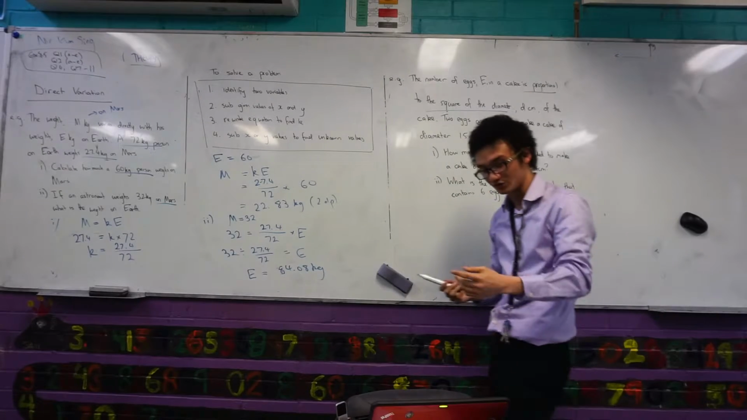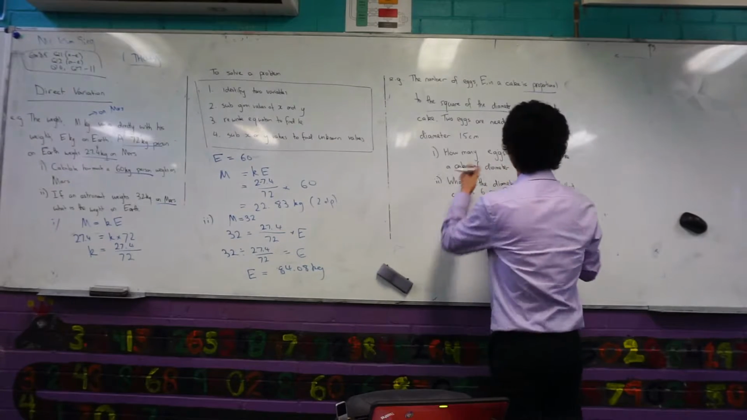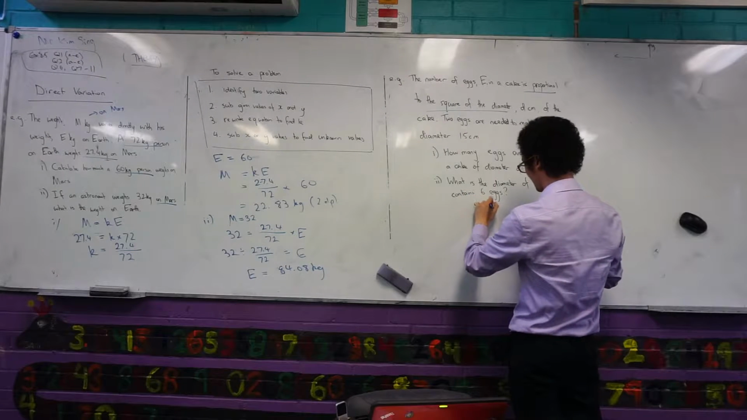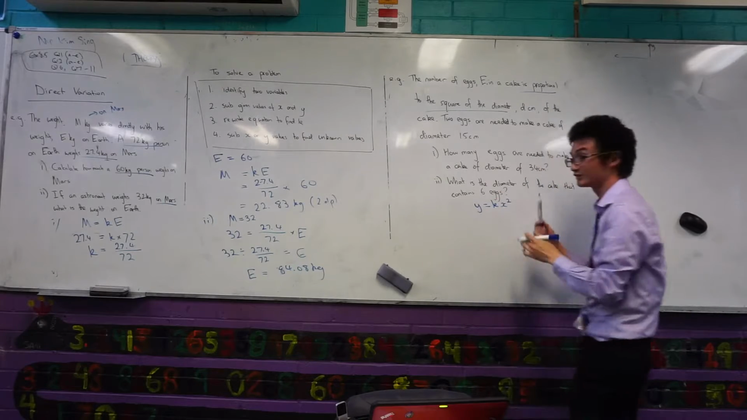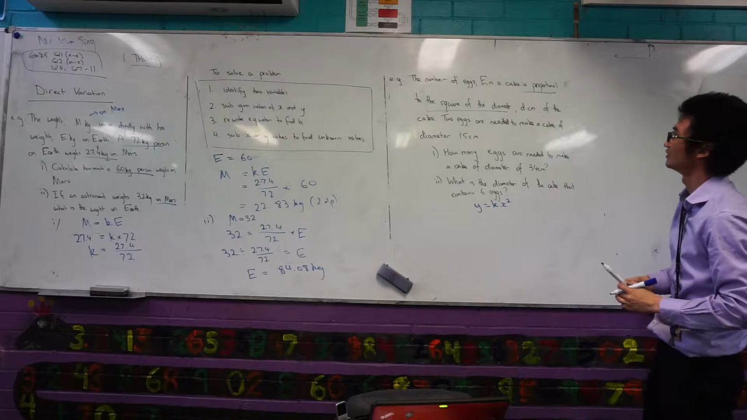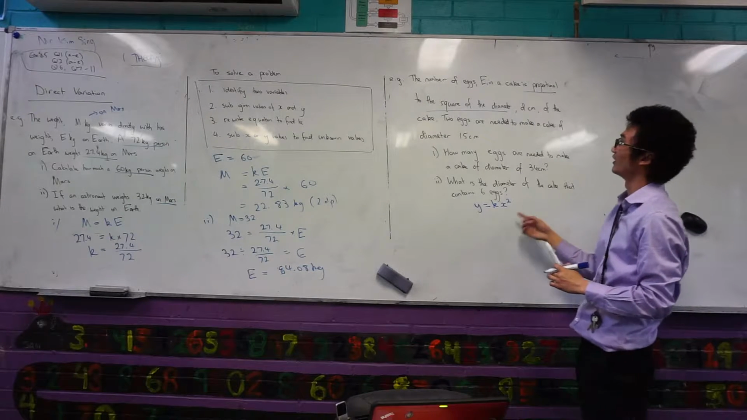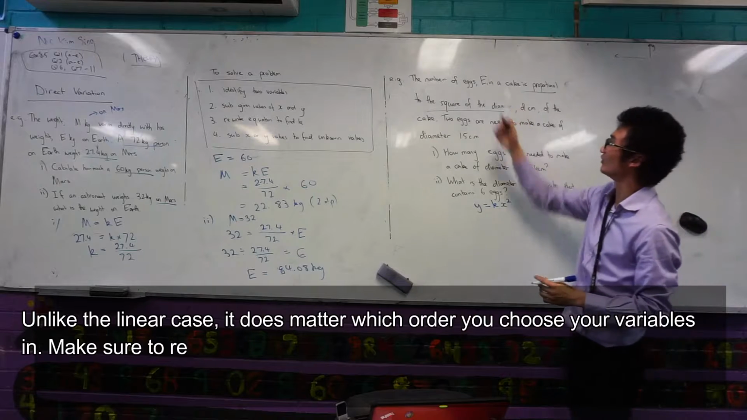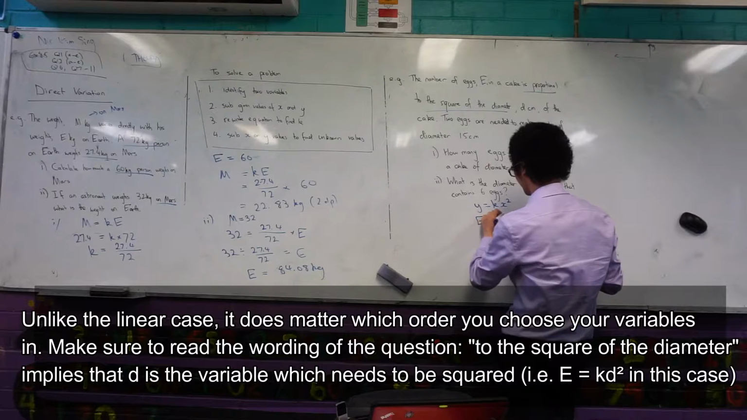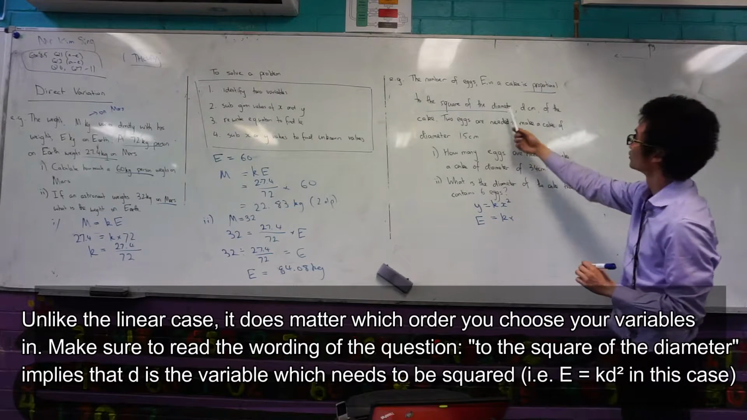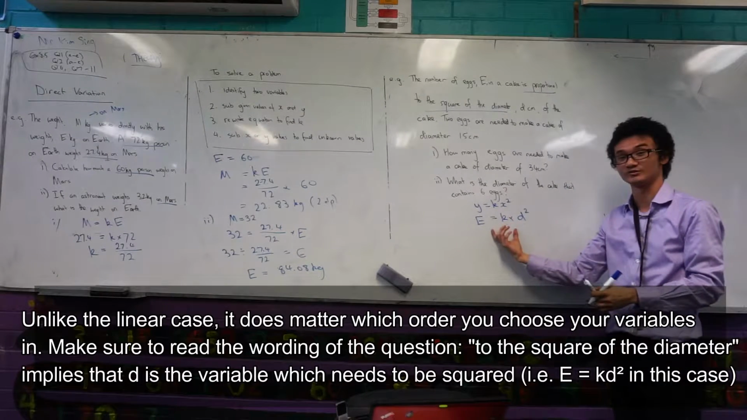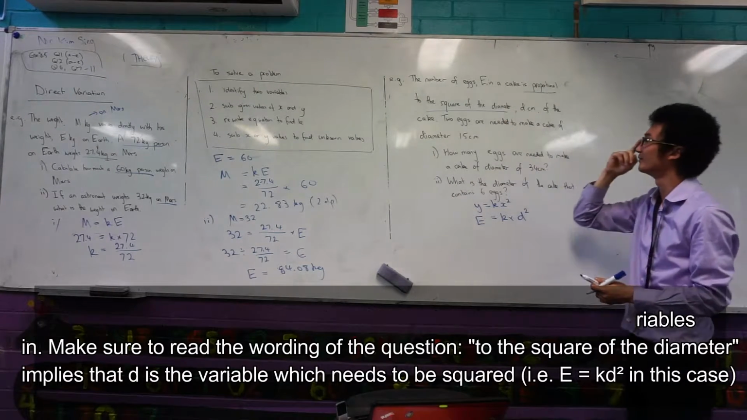I think back to those equations that I had: y is equal to k times x squared. That's the only difference in the equation that I have to make. It's telling me the square of the diameter, and it's important I square the correct one. So E is going to be equal to k times d squared. In this case, the order does matter, so I need to square the diameter.